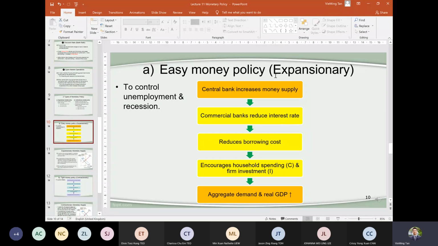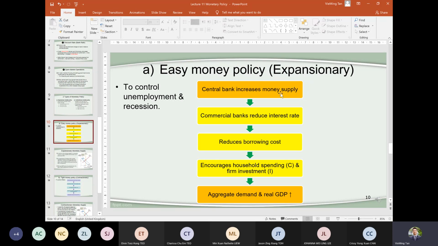Expansionary monetary policy is more suitable to be used. So as we know, in order to implement this policy, the central bank has to increase the money supply by using three tools. In order to increase the money supply, the central bank has to buy back the government bonds from the commercial bank, lower the reserve ratio, and also lower the discount rate.